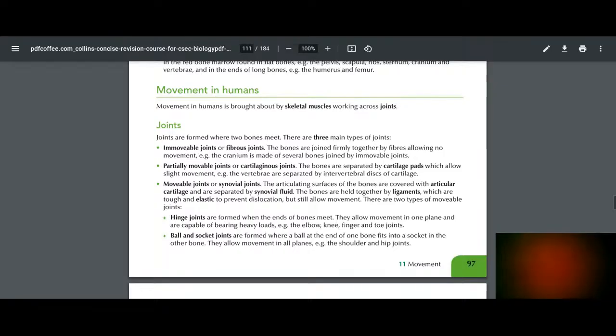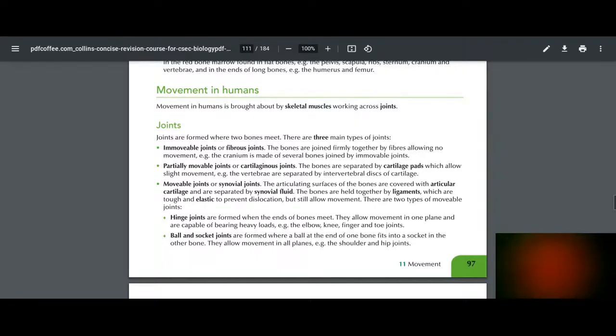Movement in humans takes place within joints. Movement in humans is brought about by the skeletal muscles working across the joints. And when it comes to joints in the human body, there are many types of joints. Some of them are called a hinge joint, ball and socket. Hinge joints come under the type of movable joints or synovial joints. Then we have partially movable joints or cartilaginous joints. Then we have immovable joints or fibrous joints.